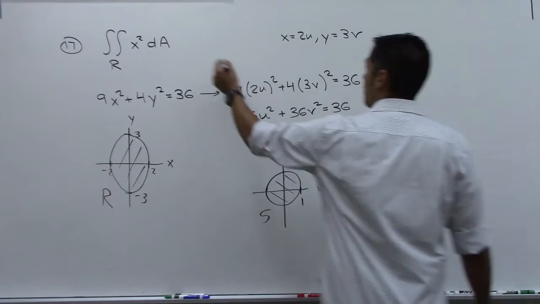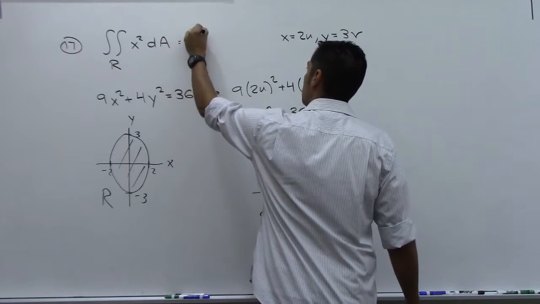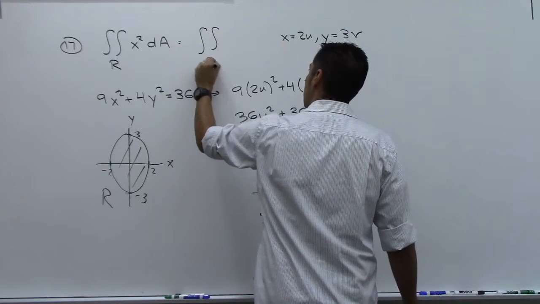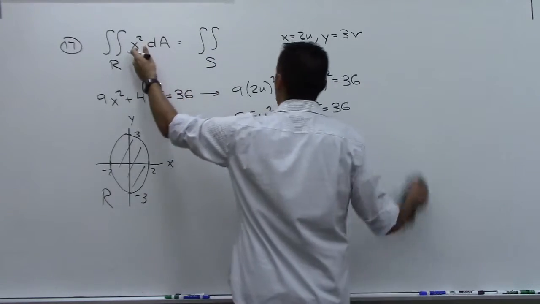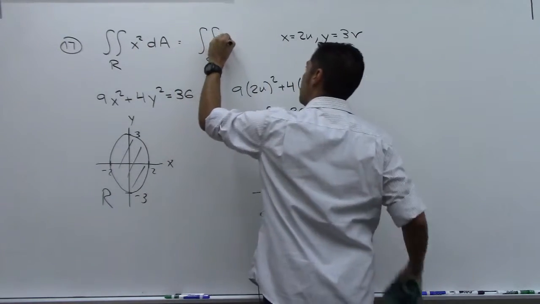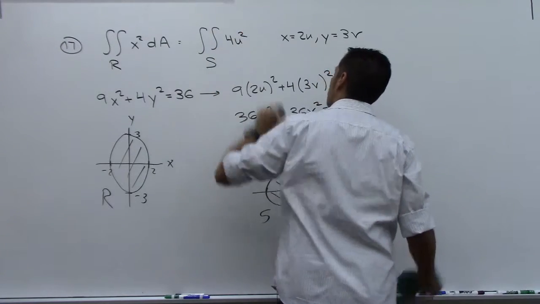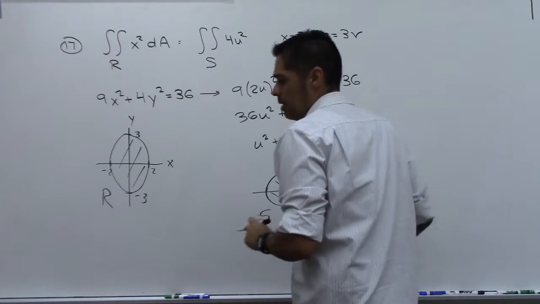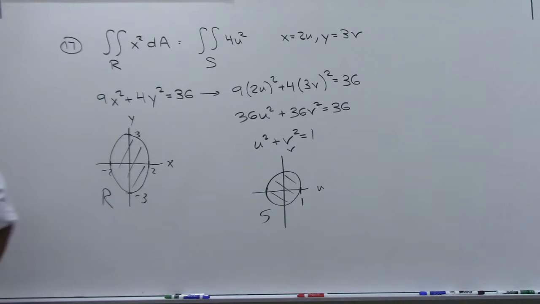So this integral right here is going to be equal to the double integral over S. Now x squared is 2u squared, so that's 4u squared. But then I need my Jacobian. So I've got to come in here, I've got to do some partial derivatives in order to get whatever the Jacobian determinant gives me.